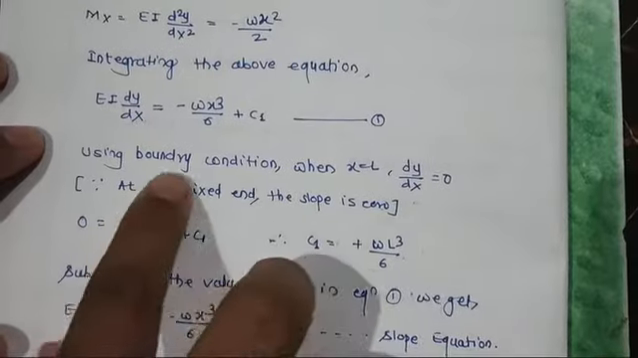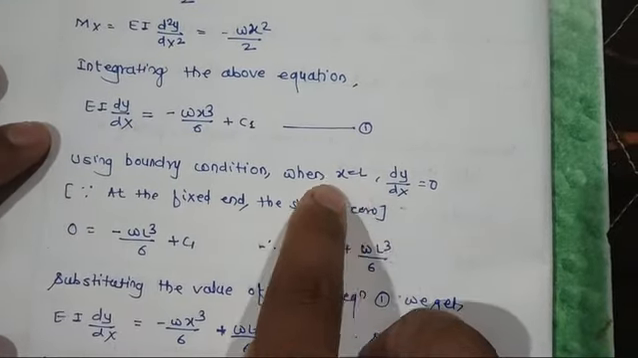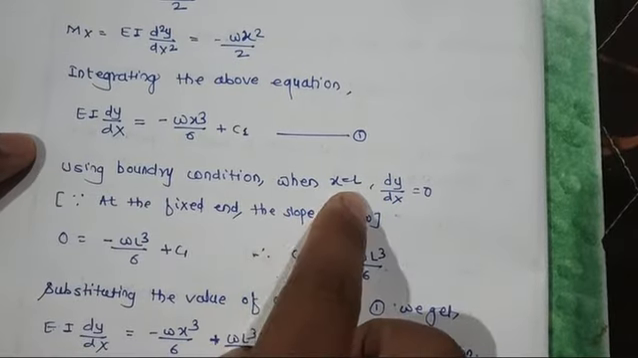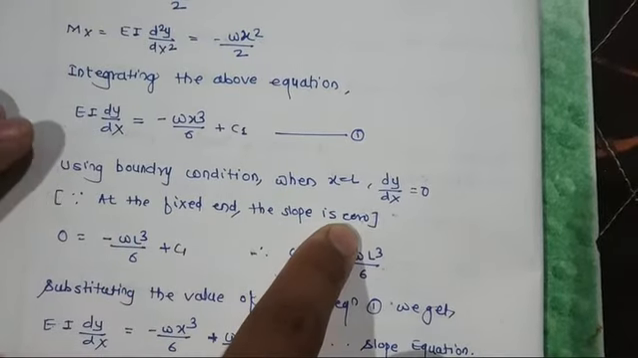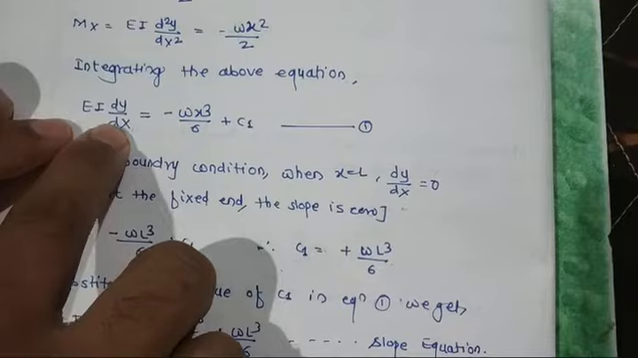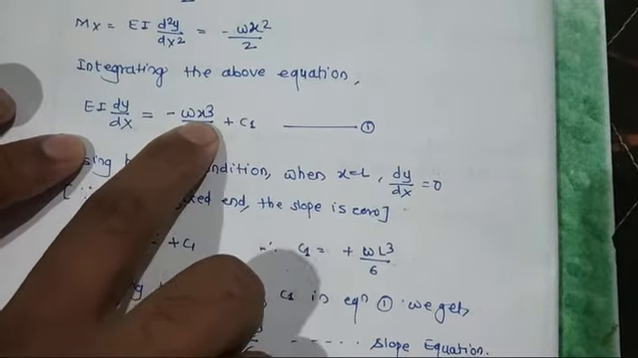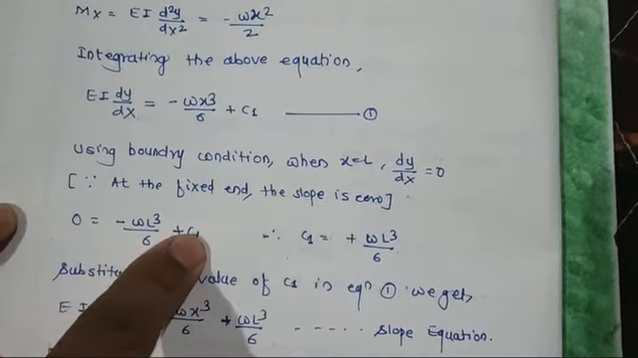Next, using boundary conditions, we apply x is equal to L and dy by dx is equal to 0, because at the fixed end the slope is 0. So dy by dx is equal to 0, and x is equal to L, so L cubed will be there. Therefore 0 is equal to minus W L cubed divided by 6 plus C1. We get C1 equal to W into L cubed divided by 6.